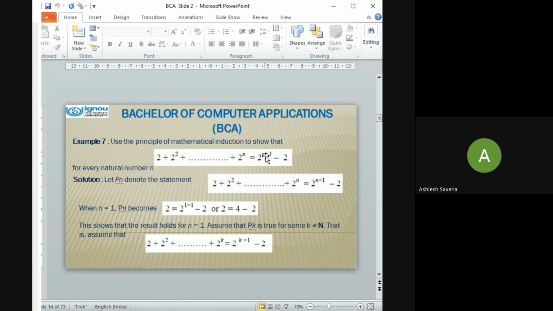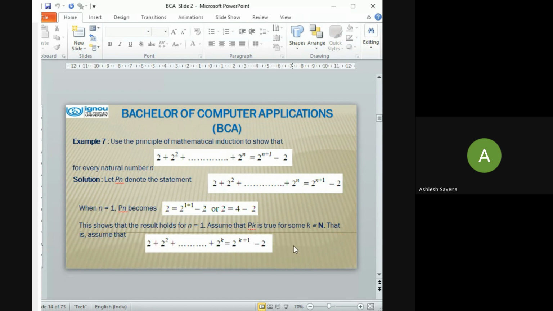You will get 2 raised to the power n is what? What will happen over here? n is 1, 2 raised to the power 2 plus 1. 1 plus 1 is 2, 2 raised to the power 2 is 4. 4 minus 2 is 2. That means on the left hand side you got 2, and on the right hand side you got 2. That means Pk is true. Now we will replace that n by k. So your question will become this.